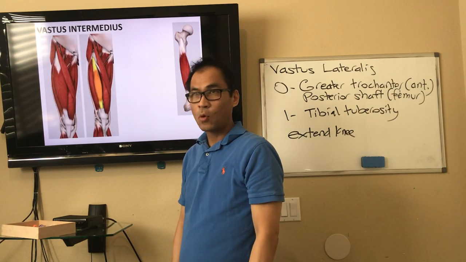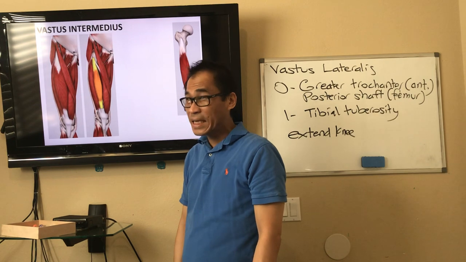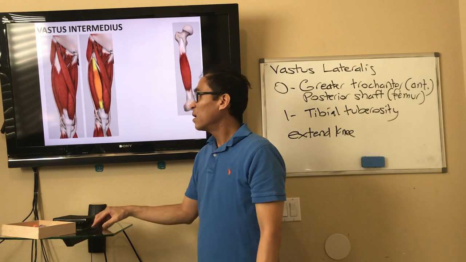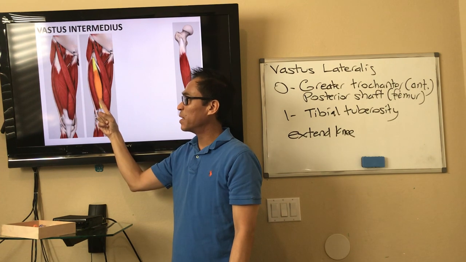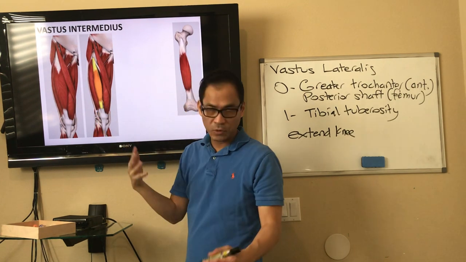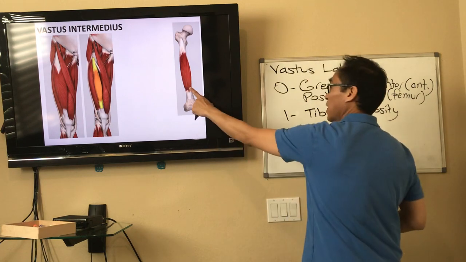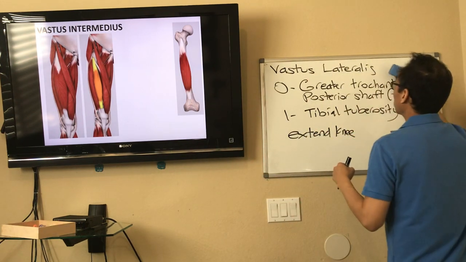All right, the next quad muscle, vastus intermedius. What I had to do was hide the rectus femoris so you could see the vastus intermedius underneath it, deep to it. Here it is in isolation, vastus intermedius.